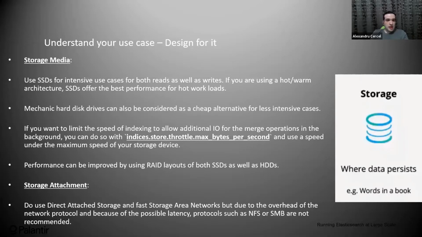If you want to limit the speed of the indexing and allow additional I/O operations, such as merge operations, to happen in the background, there are different approaches you can take with Elasticsearch to lower these speeds and allow additional headroom for the hard drive. You can use throttling, for instance, when it comes to storing the data. You can stripe the drives in RAID layouts to improve performance. And also you can use attached storage.